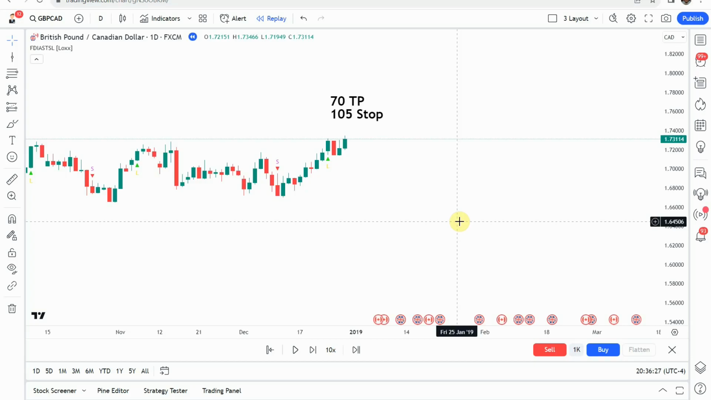Alright, as I said, today we will be testing the FDI adaptive supertrend with floating levels.